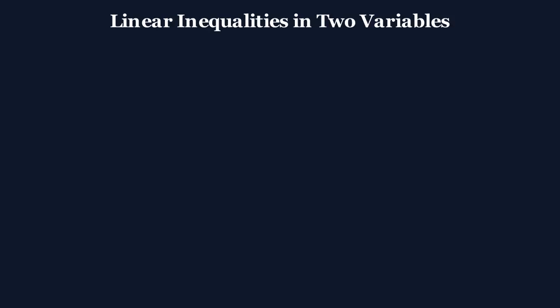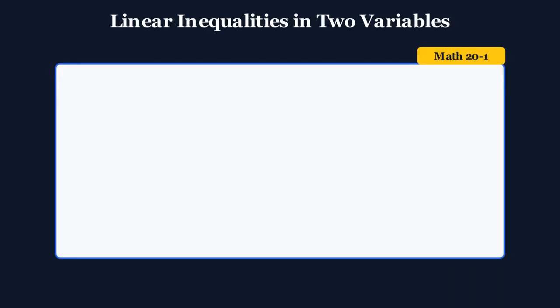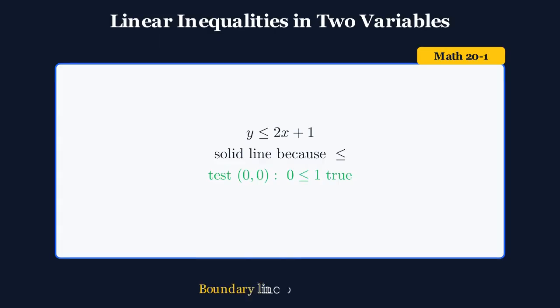A linear inequality in two variables shades one side of a boundary line. If the inequality includes equals, use a solid boundary. If it does not include equals, use a dashed boundary. Test a point to decide which side to shade.